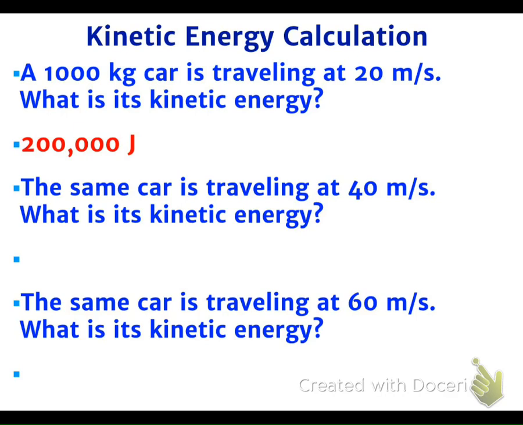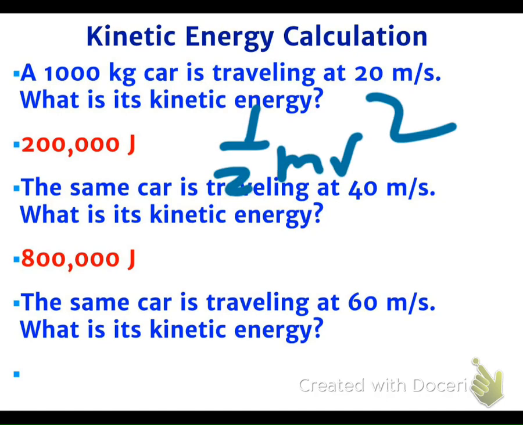So, if you are driving, I'm going to do the math for you, so you don't need to do anything here. If you've got a 1,000 kilogram car, remember the formula is ½ mv squared. If I take half of 1,000, that's 500, multiplied by 20 squared, which gives me 200,000 joules. You don't have to do the math.